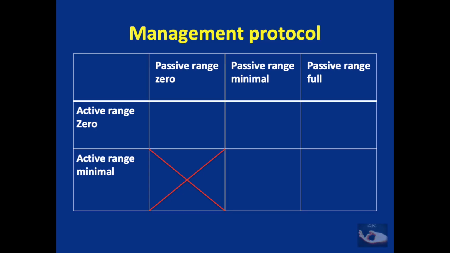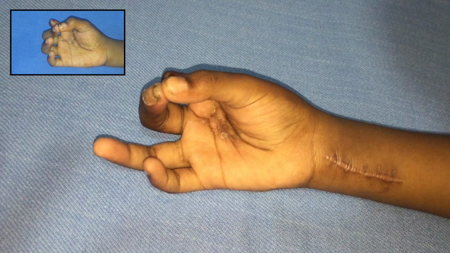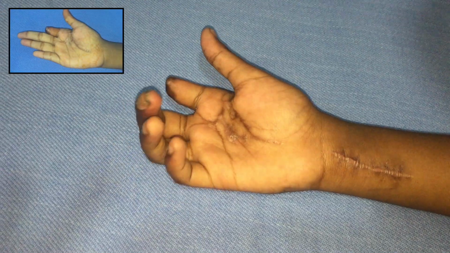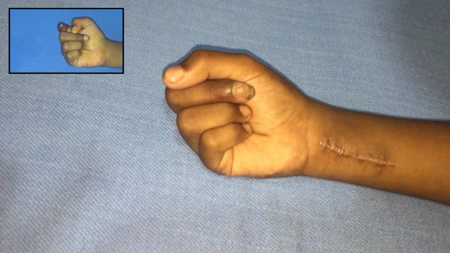This column is not possible because we cannot have an active range without a passive range. When there is no active range but there is a minimal passive range, it needs therapy to improve the passive range and exercises to improve the active range, and the same therapy is required when the active range is minimal and the passive range is also minimal. Like in this patient who has had an FDP reconstruction after a FDP avulsion following a cracker burst injury.